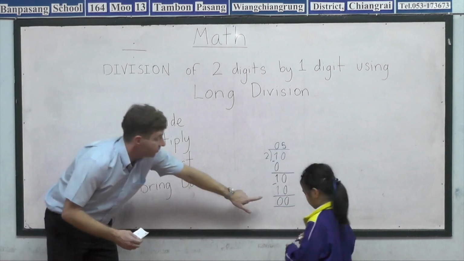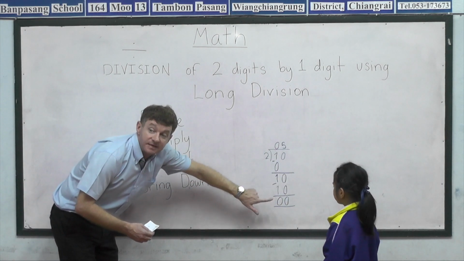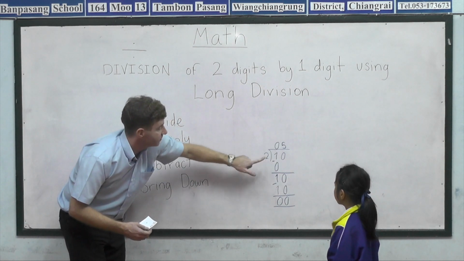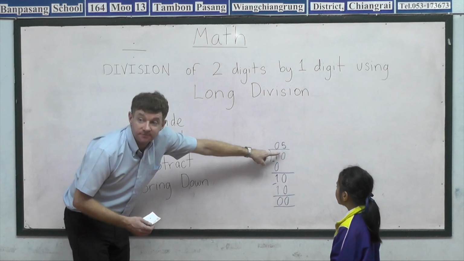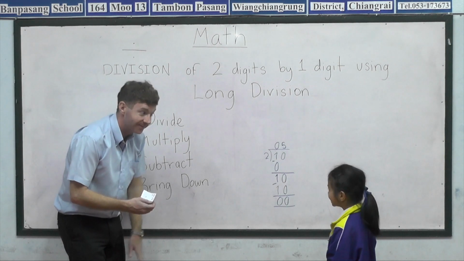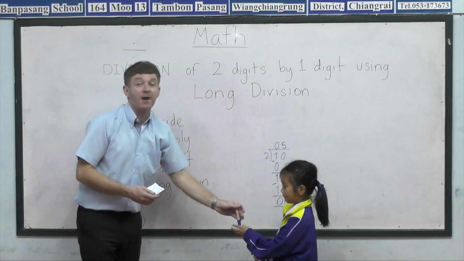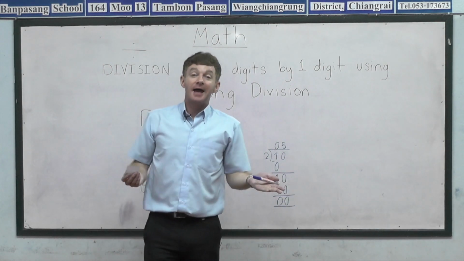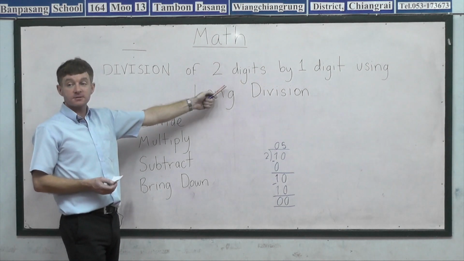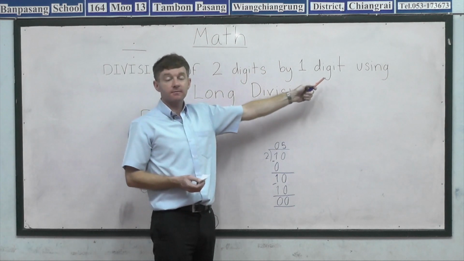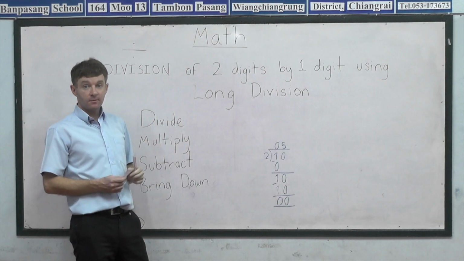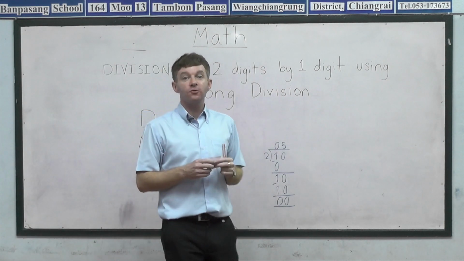Excellent. So now we know we're at the end because we have zeros. So we can say 10 divided by 2 equals 5. Is that right? Yes. Are you sure? Yes. Are you really sure? Yes. High five. Round of applause. And this is how we're doing division of 2 digits by 1 digit using long division. Okay, so let's do one more with another student before we move on.